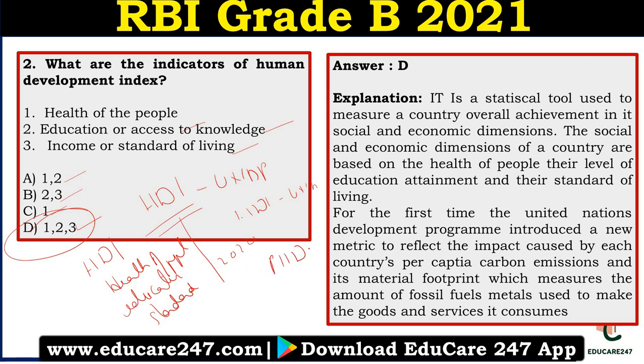So what is the PHDI? When they saw the impact caused by each country's per capita carbon emission and its material footprint, this is the PHDI. And the normal HDI was based on which indicators? Health of the people, education and income or standard of living.